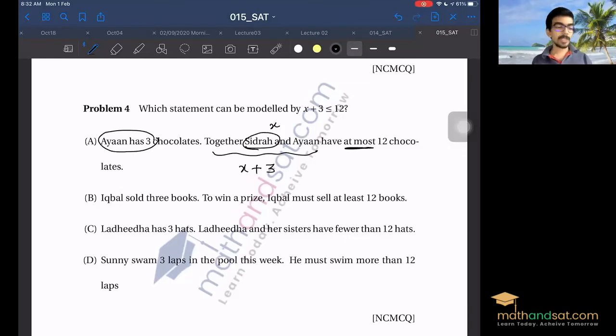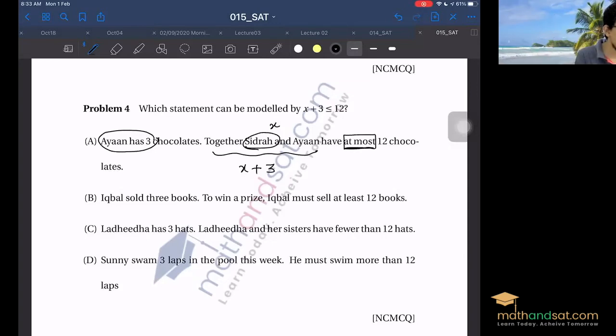Together they have X plus 3 chocolates. I have assumed that because the unknown quantity is the number of chocolates Sidra has. Sidra has X chocolates, Ayan has 3 chocolates, together they have X plus 3 chocolates. Now you have to look at the term which talks about "at most." What does it mean? The maximum number of chocolates they could have together is 12.